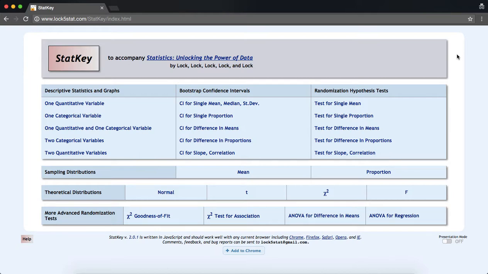We have data from a random sample of American adults concerning their biological sexes and whether or not they're dieting. We want to compare the proportion of males who are dieting to the proportion of females who are dieting. In StatKey, to construct the confidence interval for this difference in proportions, we'll select CI for difference in proportions.